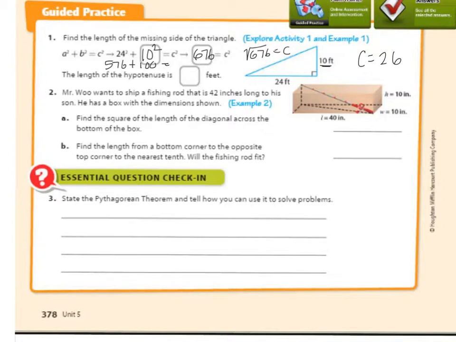I can double check that by just squaring that. And so 26 times 26 does equal 676. So the length of the hypotenuse is 26 feet. Make sure you're using those units if it's given them to you.